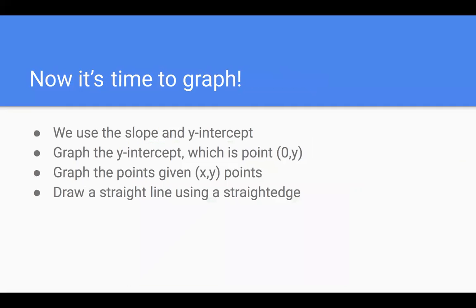So now it's time to graph. Like I said, we're going to use the slope and the y-intercept. The first thing you want to do is plot the y-intercept, which is the 0 comma y, and then you're going to graph the points given in x comma y. And we know how to graph points on a coordinate plane because you go over in the x direction and then up and down in the y direction.